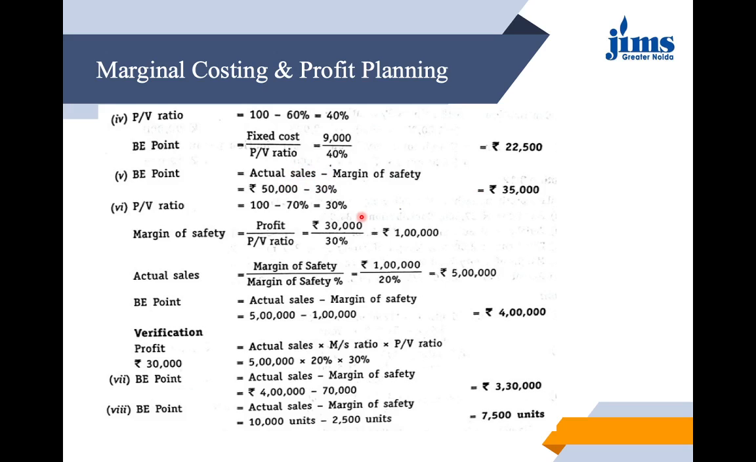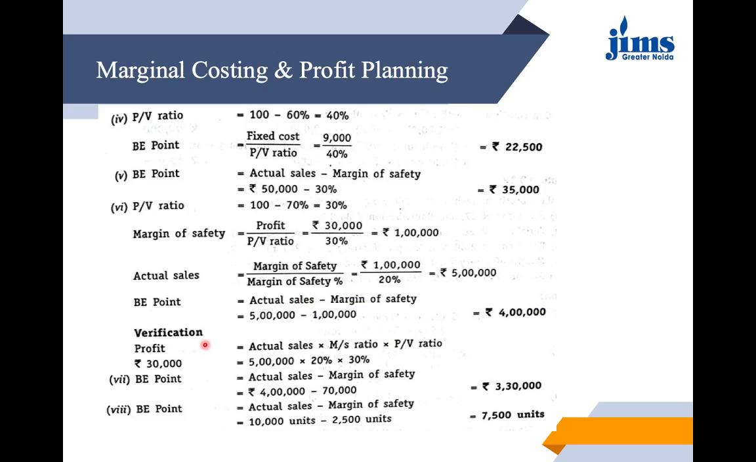In the next part, also somewhat the same approach is given, so we have used that. From here we can find out the actual sales, that is your margin of safety upon margin of safety in percentage, and we are able to obtain that the sales is 5 lakh rupees. And from here we can calculate the break-even point by subtracting margin of safety and actual sales from each other, and then we are able to find out that break-even point is 4 lakh. We can even verify this.